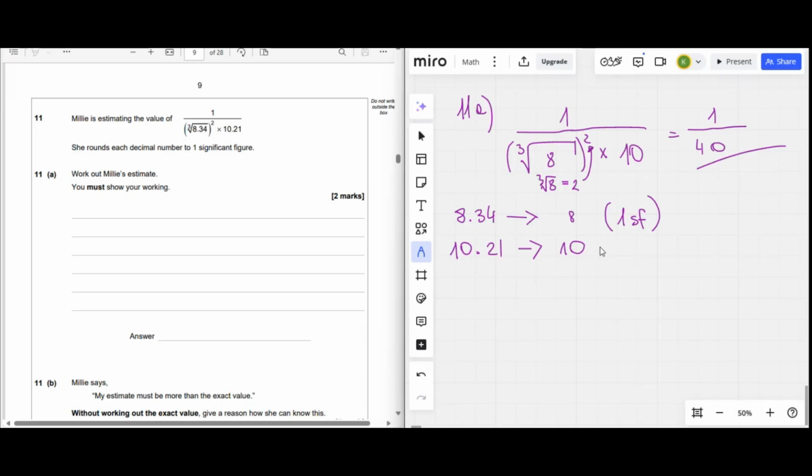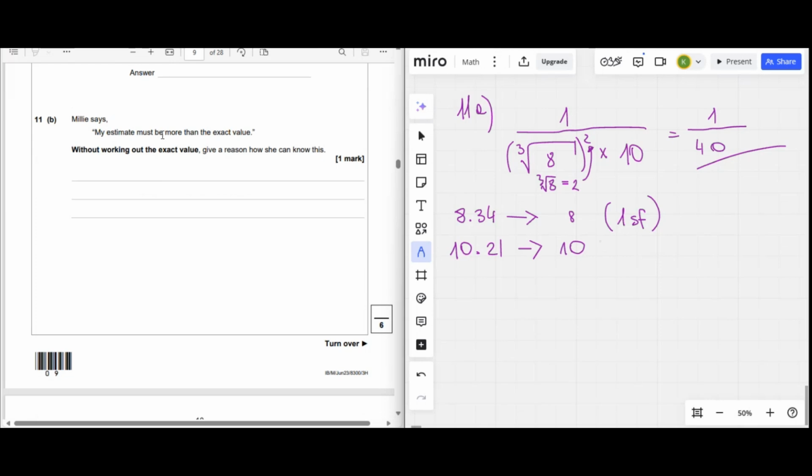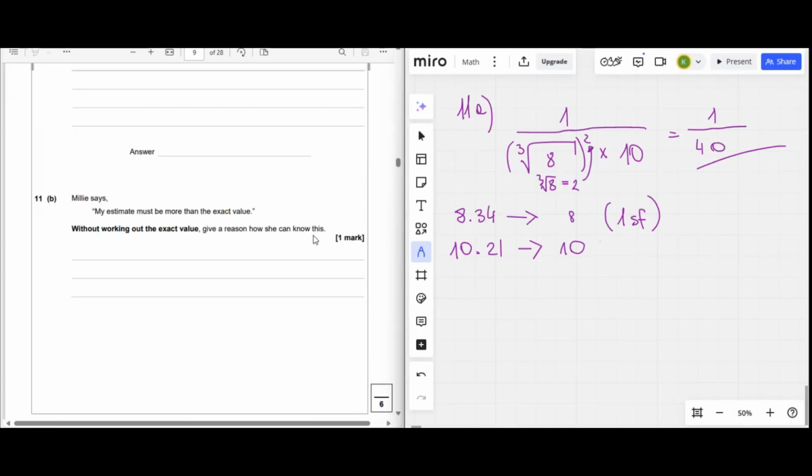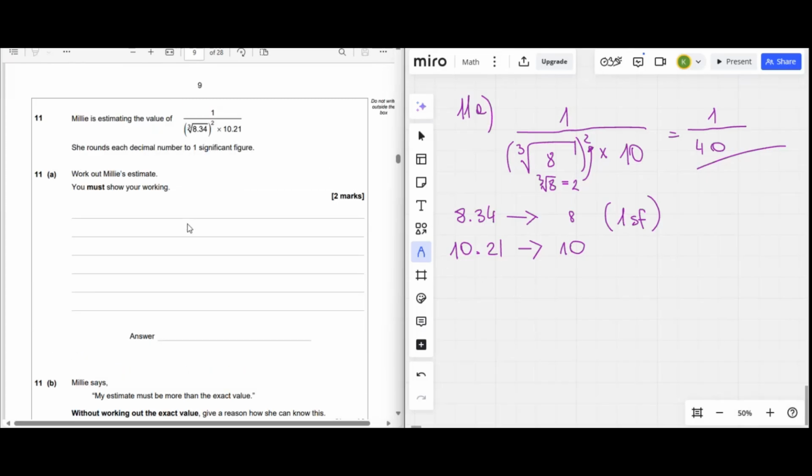Okay. In B, Millie says my estimate must be more than the exact value. Without working out the exact value, give a reason how she can know this. Estimate must be more than exact value. In both cases, she rounded down, right? To 8 and to 10.